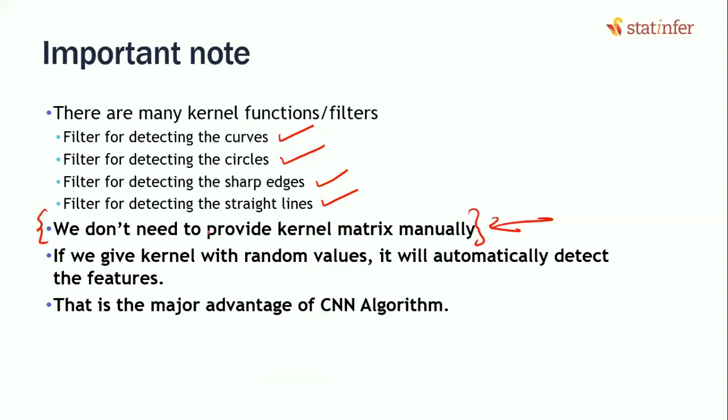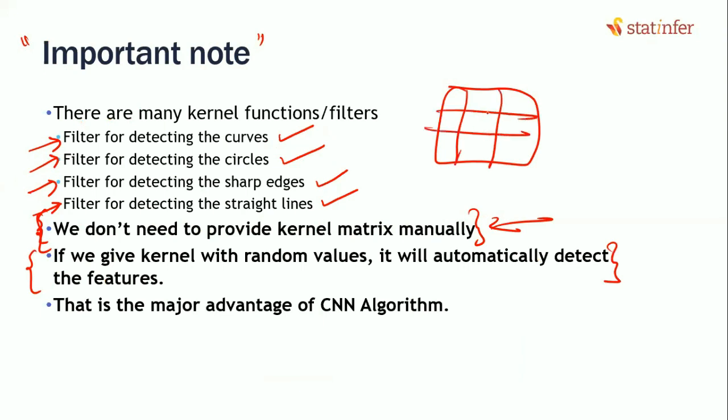Point to be noted. Very important note. Yes, there are some kernel matrices that will determine the curves, the circles, sharp edges, straight lines. We don't need to provide these kernel matrices manually. All that you need to do is configure the kernel matrix with random weights, random values: W5, W6, W7, W8, W9, random values. You just start there. The algorithm will automatically detect those features.